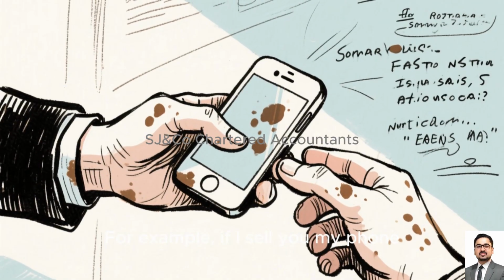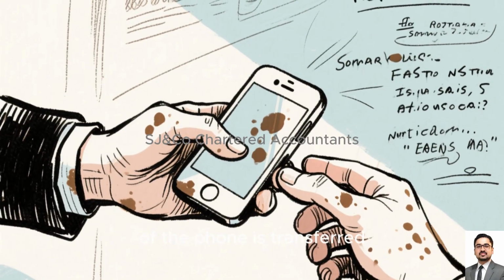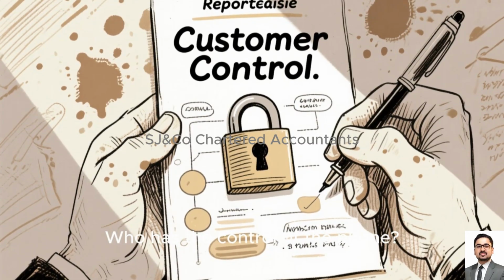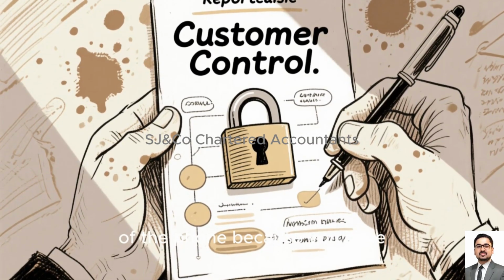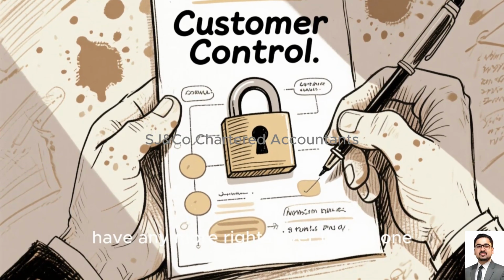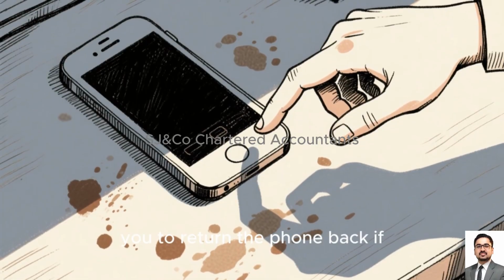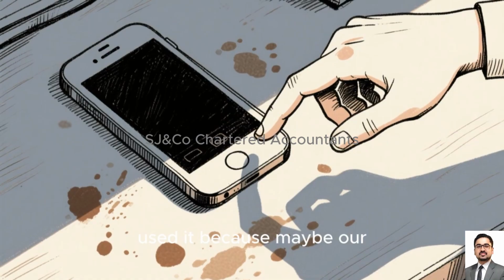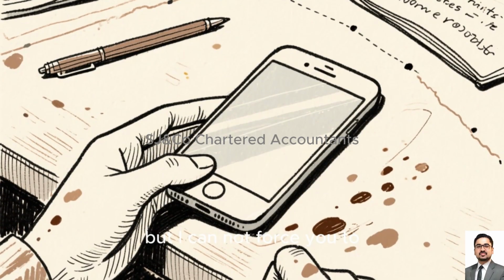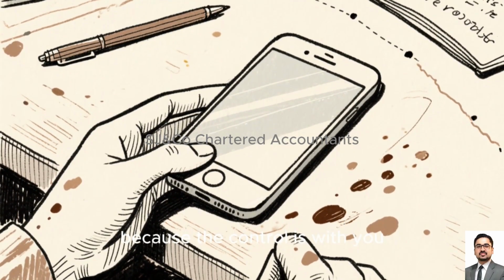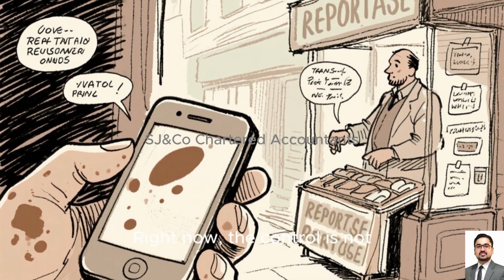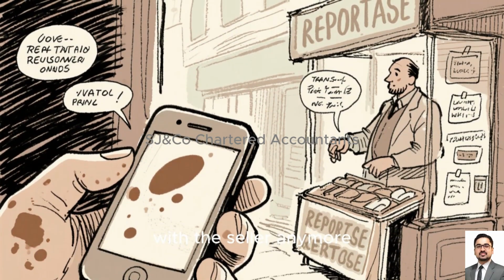For example, if I sell you my phone, the control of the phone is transferred from me to you, right? Who has the control of the phone? You have the control of the phone because you have paid for the phone, and I don't have any more rights over that phone. Maybe I can ask you to return the phone if you haven't yet used it, because maybe our transaction was not completed yet, but I cannot force you to return the phone because the control is with you. The customer has the control over that phone. Right now, the control is not with the seller anymore.